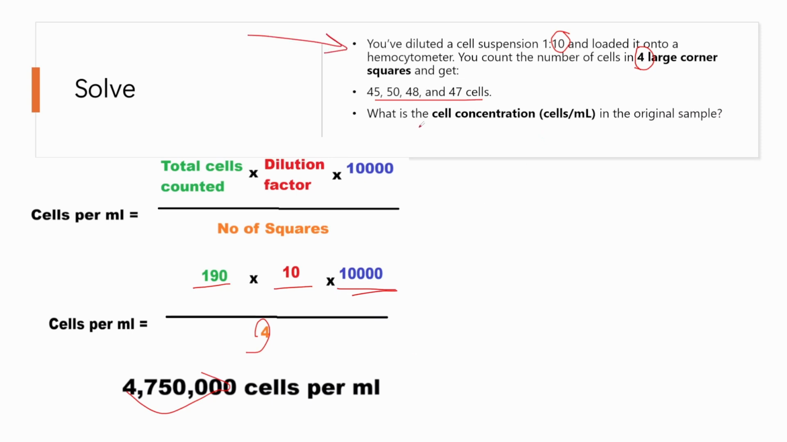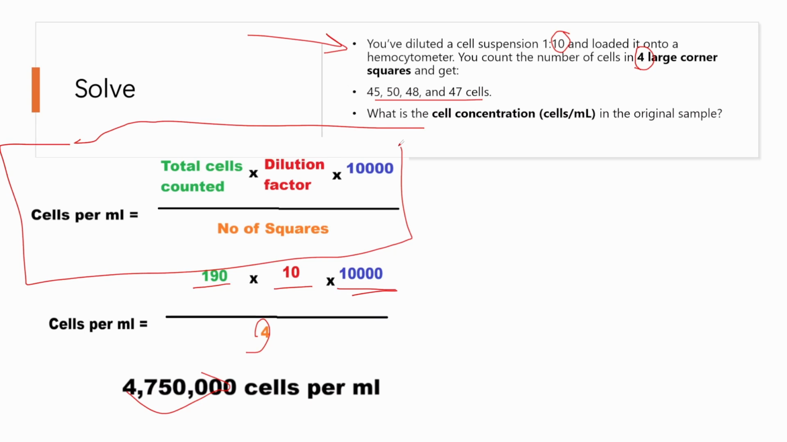So these are the number of cells per ml that are present in this question over here. Whatever kind of question you get, you can use this equation. You can find different things with this: the total cell count, number of squares, the dilution factor, cells per ml, which is the cell concentration.